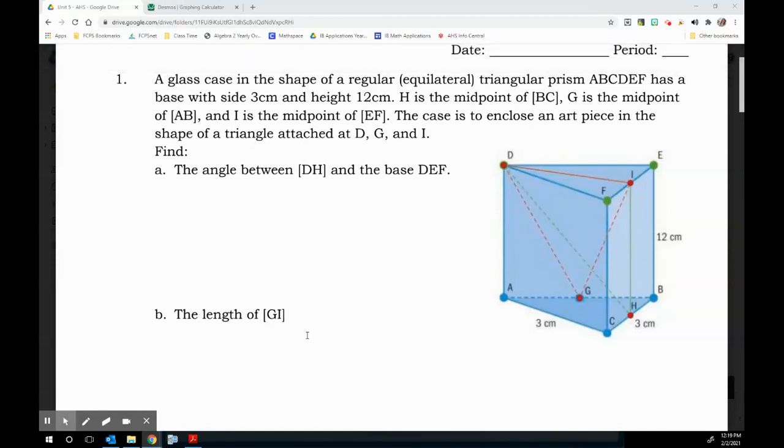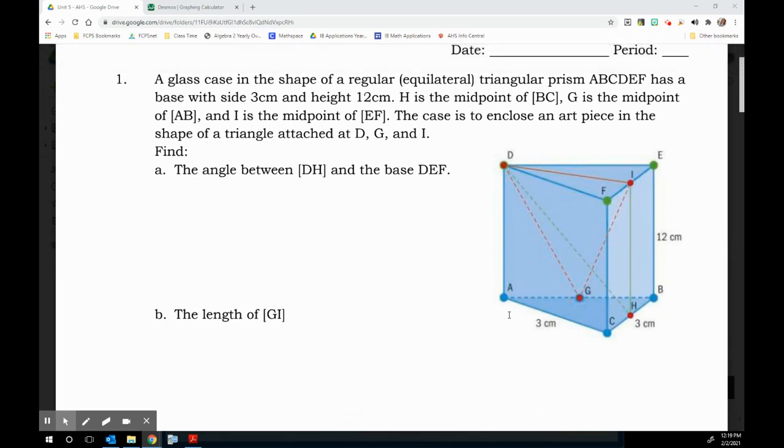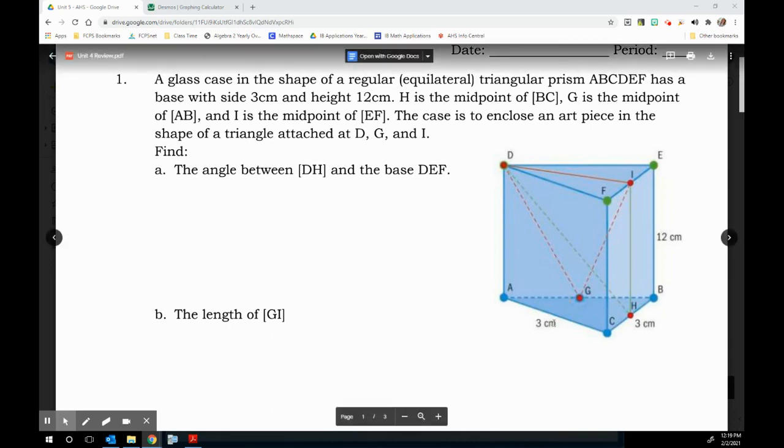Right, so looking at problem number 1 of our review, a glass case in the shape of a regular or equilateral triangular prism has a base with side 3 centimeters. So all 3 of these sides, even the one that's not labeled in the back, have a length of 3 centimeters and a height of 12. So all 3 of these heights from B to E, E to F, and A to D are 12 centimeters.